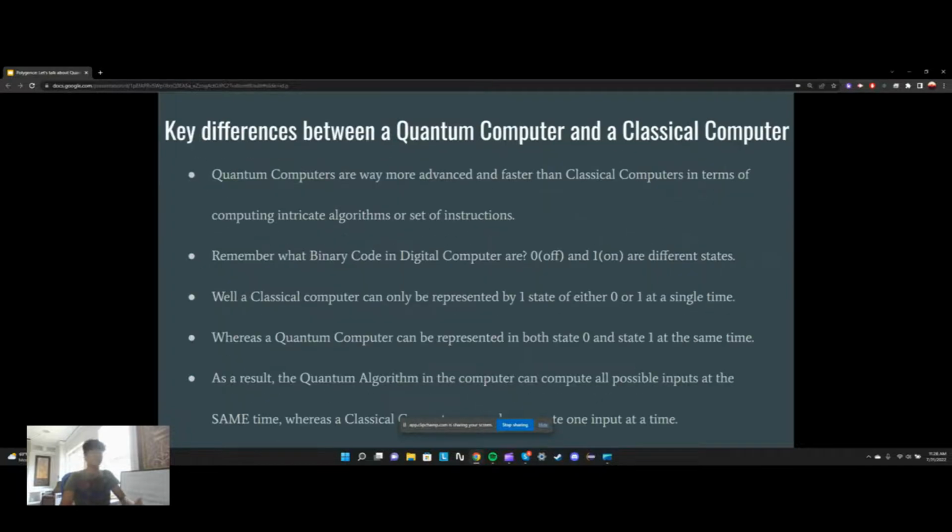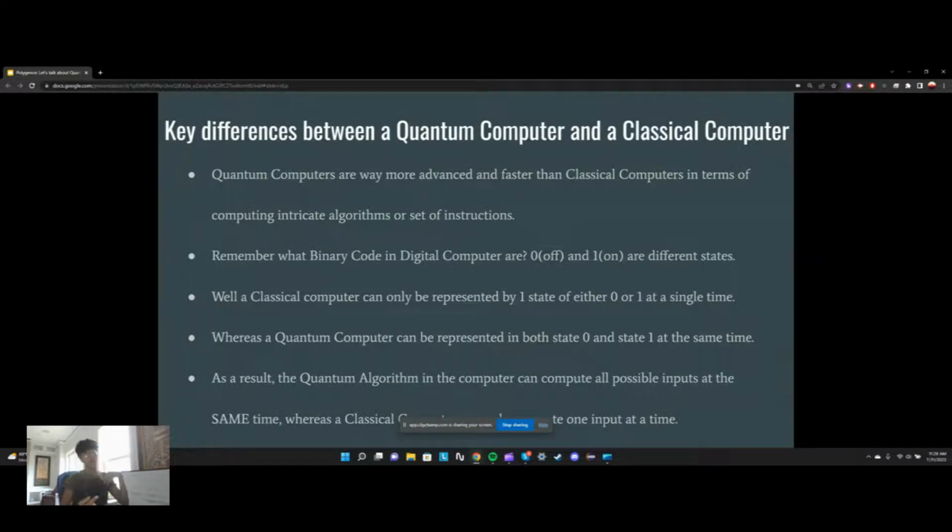So we just went over the positive impact that a quantum computer can have on our society. But now we're going to be going over the key differences between what a quantum computer and a classical computer are, right? So, as mentioned, quantum computers are way more advanced and faster than classical computers in terms of computing these really intricate and complex algorithms, which are a set of instructions. Now, how is this possible, right?